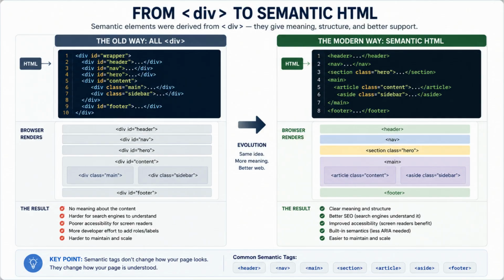Semantic tags don't change what the page looks like. What changes is the result underneath. The div version has no meaning, is harder for search engines, and is worse for accessibility. The semantic version is clear, better for SEO, better for screen readers, and easier to maintain. If a new acronym comes up here, ARIA, Accessible Rich Internet Applications, you can mention semantic HTML needs less of it, but it's not something they need to learn.